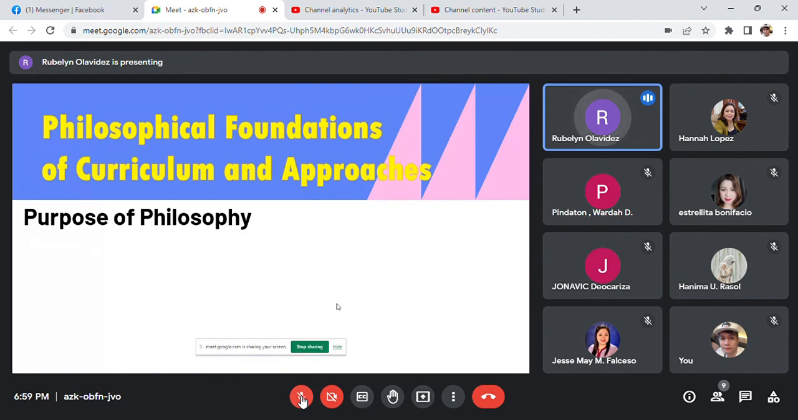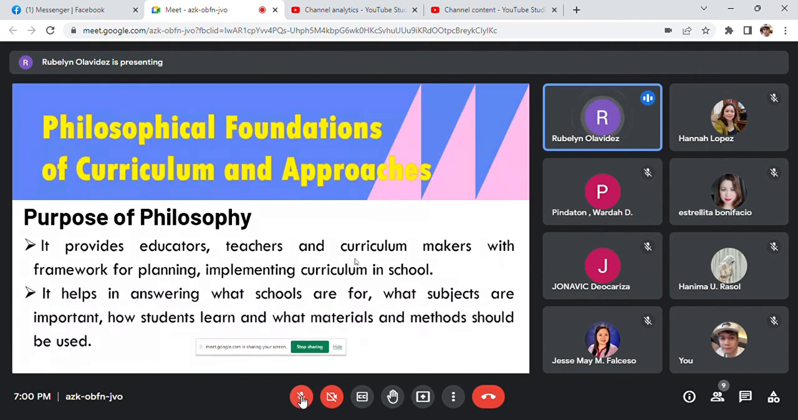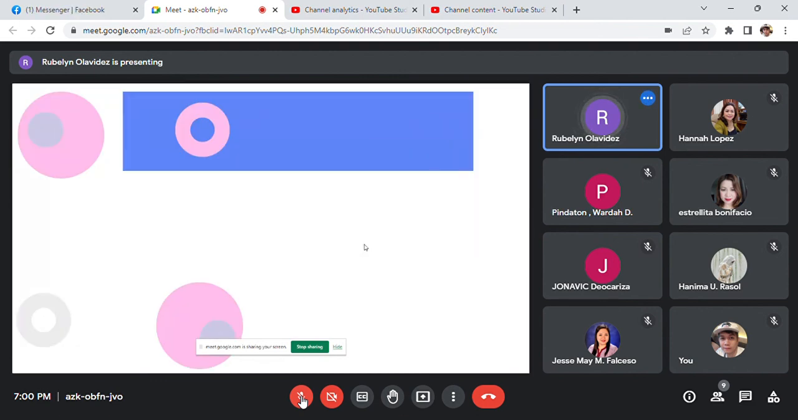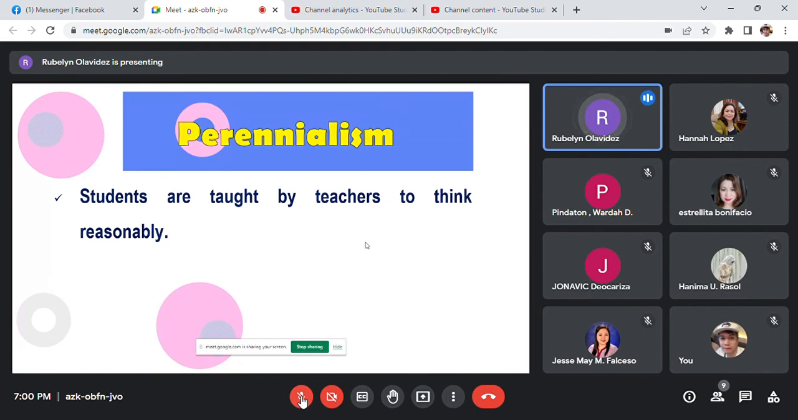Okay, let's go to the philosophical foundations first of curriculum and approaches. First, what is the purpose of philosophy? Philosophy provides educators, teachers, and curriculum makers with a framework for planning and implementing curriculum in school. It helps in answering what schools are for, what subjects are important, how students learn, and what materials and methods should be used. So first, let us tackle perennialism.